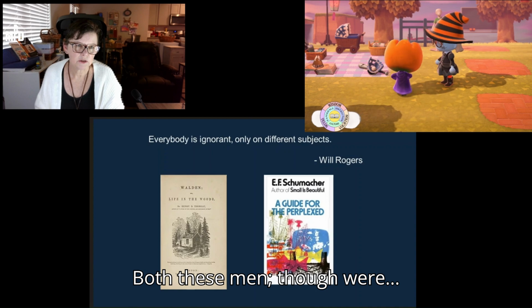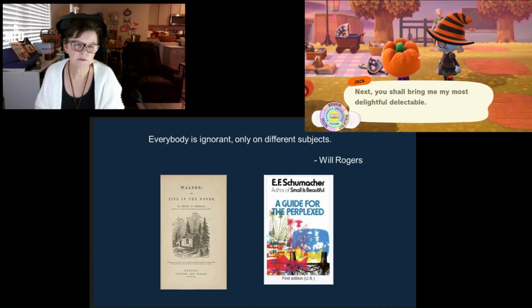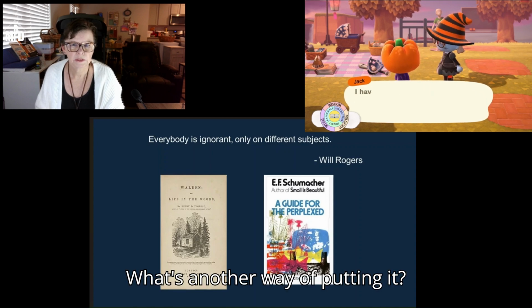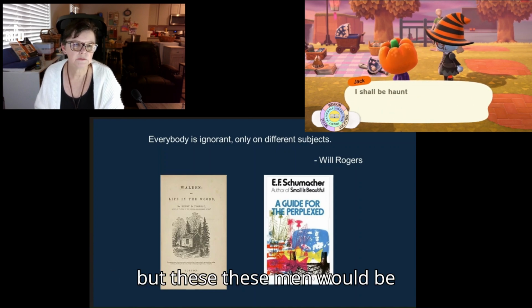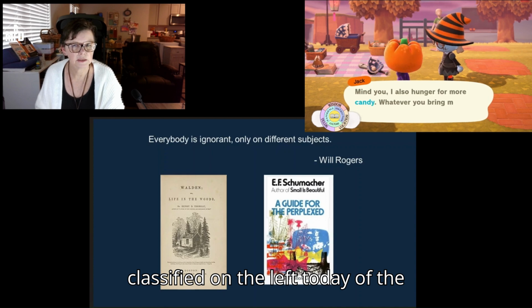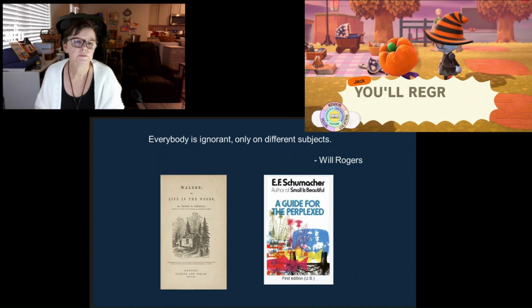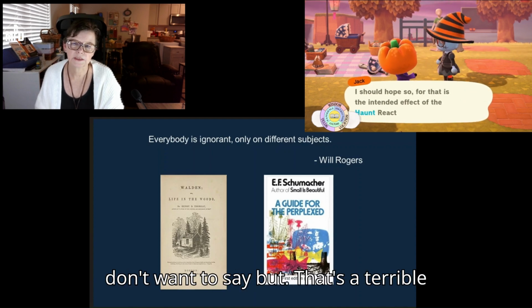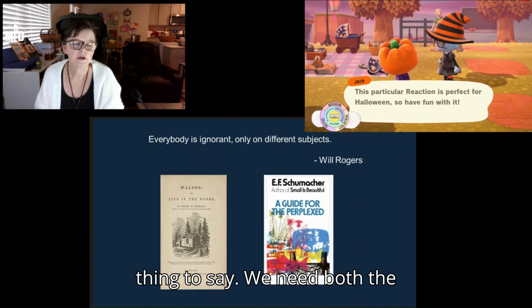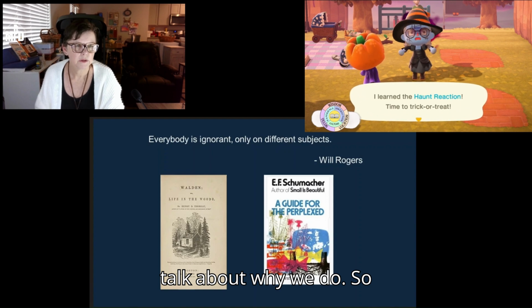Both these men, though, were, that's another way of putting it. I don't want to get into left and right, but these men would be classified on the left today of the political spectrum. But there's an awful lot that you can, I don't want to say but, that's a terrible thing to say. We need both the left and the right, and we're going to talk about why we do.